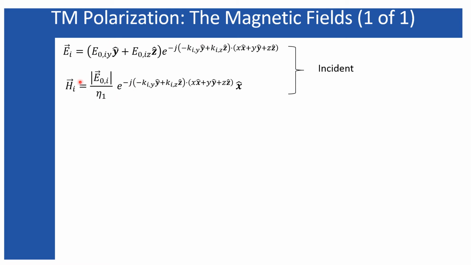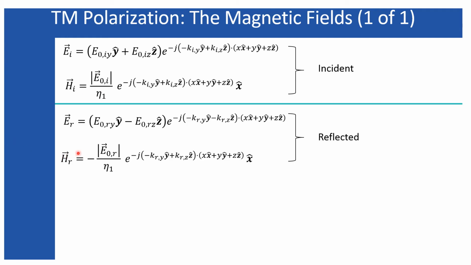So basically it is representing the TM polarization, because the electric field is resolved into two components while the magnetic field is directed along one direction, so it has only one component. Therefore it is called the TM polarization. And the magnetic field amplitude is obviously the amplitude of the electric field divided by the intrinsic impedance of medium 1.